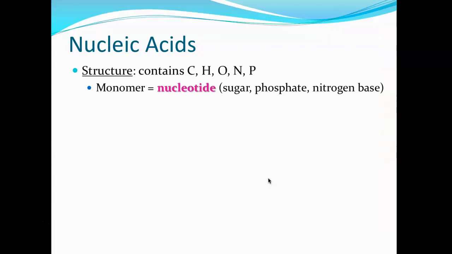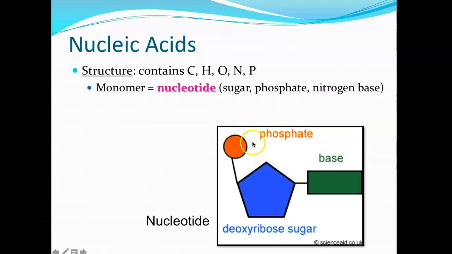All right, nucleic acids. Now we're going to incorporate some other atoms. It's not just carbon, hydrogen, and oxygen. We now have nitrogen and phosphorus. Nucleic acids are going to be made up of nucleotides. And nucleotides are compounds that have a phosphate, a sugar, and what's called a nitrogenous base.